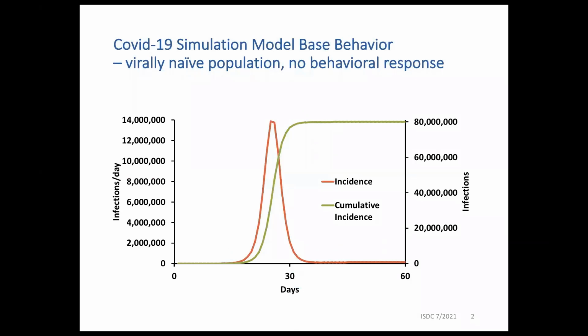The base behavior is just what you'd expect from a classic SEIR epidemiologic model that partitions the population into susceptible, exposed, infected, and recovered. Infections initially climb exponentially and then decrease as the susceptible population becomes depleted. Cumulative incidence rises until the entire population has been infected. In our model, incidence never drops all the way to zero, since recovered persons' immunity wanes over time and they become susceptible to reinfection.